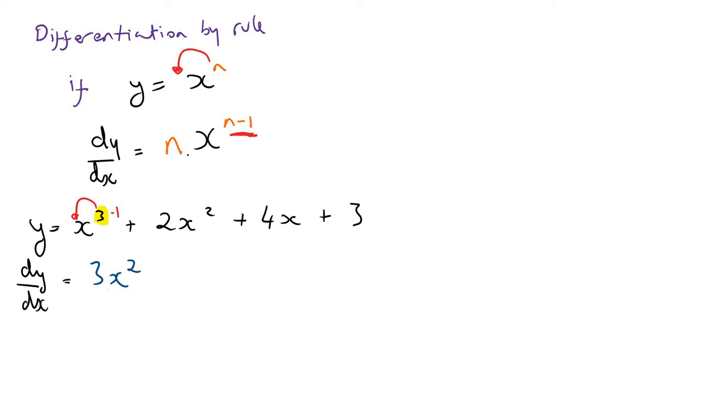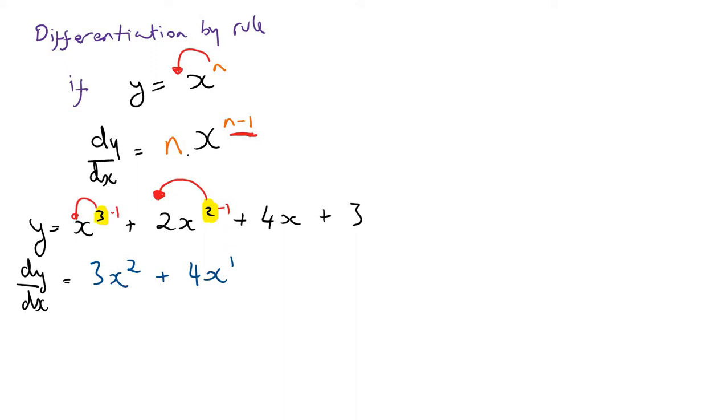I move along to my next term and I've got 2x squared. I do the same thing. I take the 2, I bring it to the front and multiply it by whatever is in front of the x. So it's going to be 2 times 2, which is 4. And I take the old power and I drop it down by 1. So that's x to the power of 2 minus 1, so it's x to the power of 1. And I'll tidy this up afterwards.